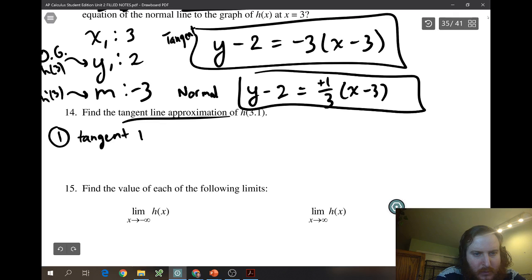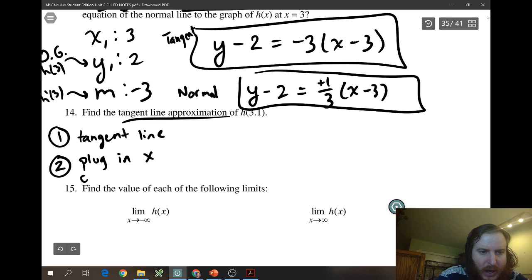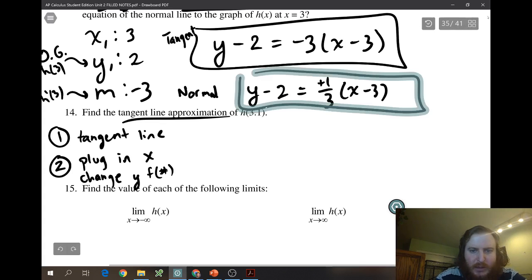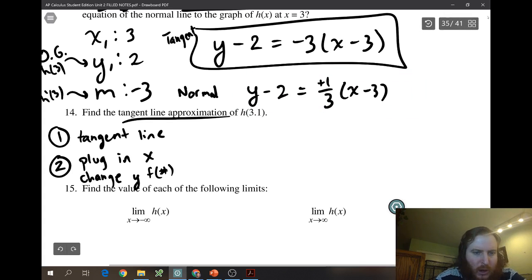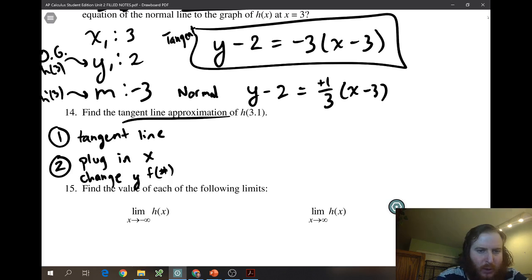And then our second step is, I plug in the x, and then what I like to do is change the y to be f of whatever we're approximating, or in this case it would be h. So since we're approximating for h of 3.1, we're going to change the y to h of 3.1. So we already have the tangent line. We already did step 1 here.